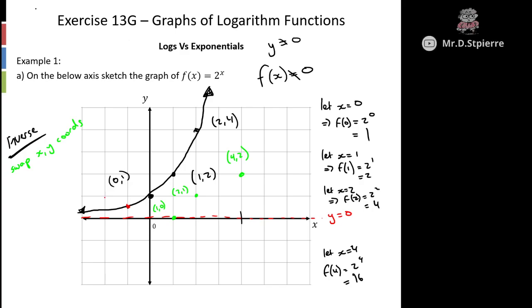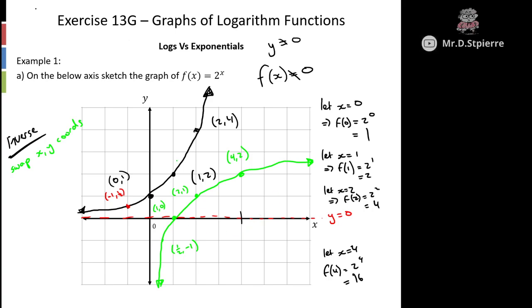point here, we know that that is -1/2. So we could switch that again, and we're going to get (1/2, -1), which is there. We could do that with every single point on the line, and we're going to get a graph that looks like that. That's going to be our log graph.